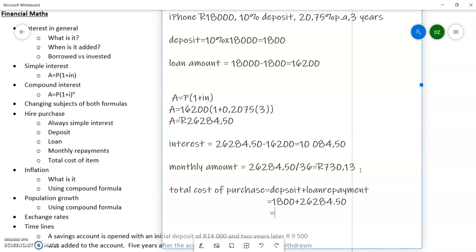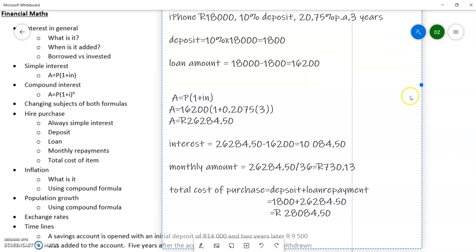is now going to cost, and you should calculate it, going to cost me 28,084 Rand and 50 cents. And there you have it. That would be the final amount that you forked out for that iPhone.